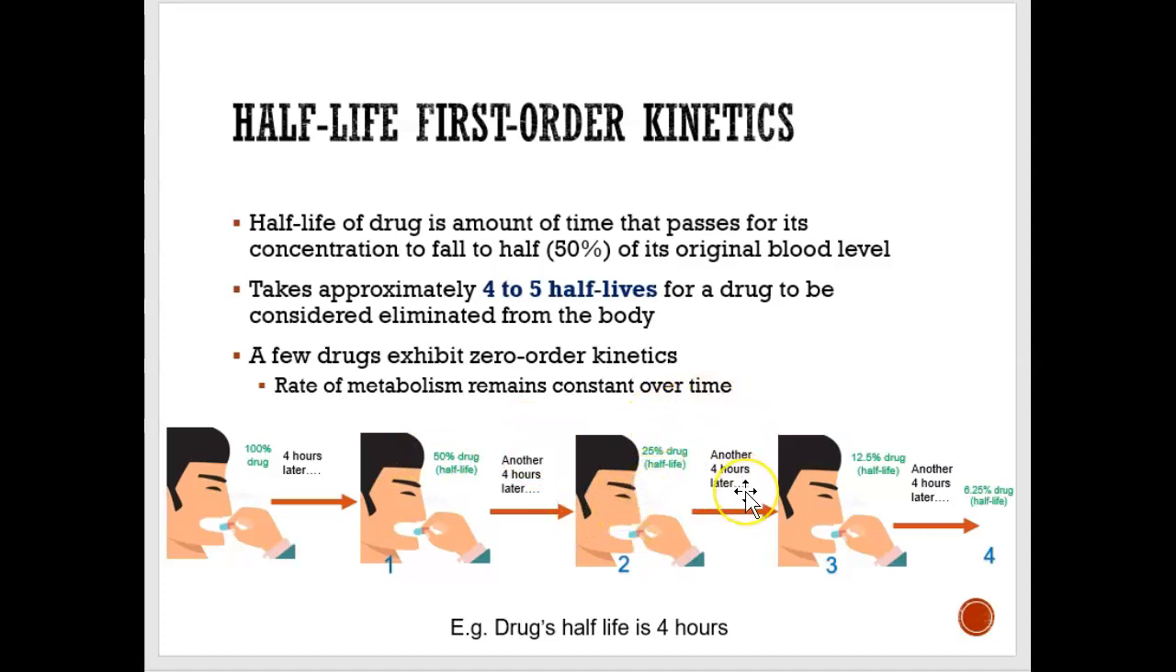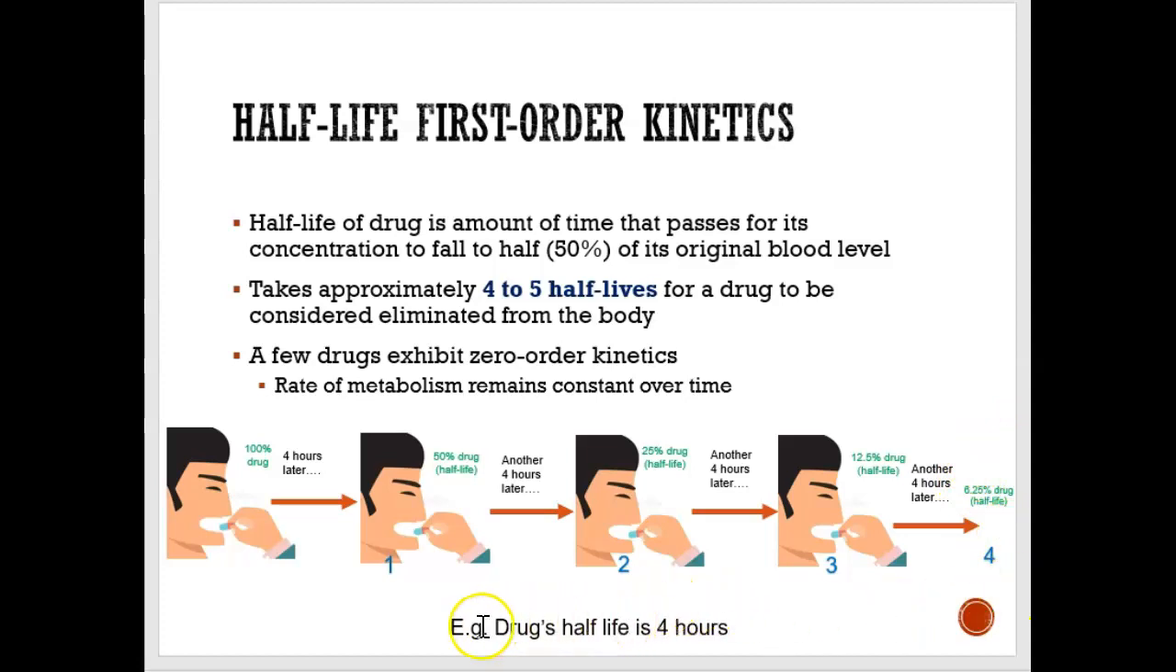If you wait another 4 hours, 12.5% of your drug is in your body. So that's half of 25%. And if you wait another 4 hours, then half of 12.5 is 6.25. So 6.25% of your drug is in your body. So how many half-lives did it take? 1, 2, 3, 4. And if I go another 4 hours, it would be 5. So in this case, it takes 5 half-lives for the drug to be completely gone, because in 4 half-lives, I only have 6.25% of the drug. If I wait 4 more hours, I would have 0% of the drug in my body.